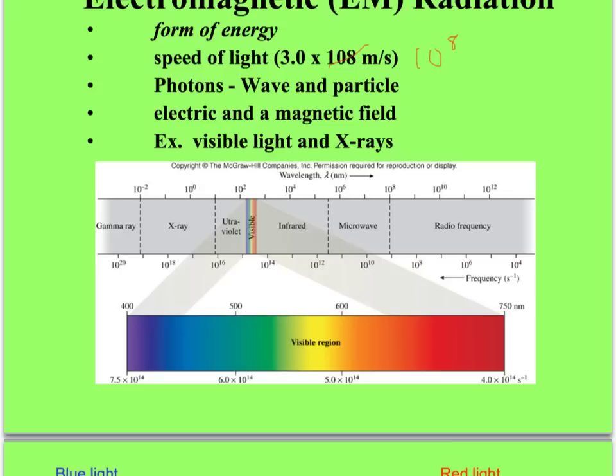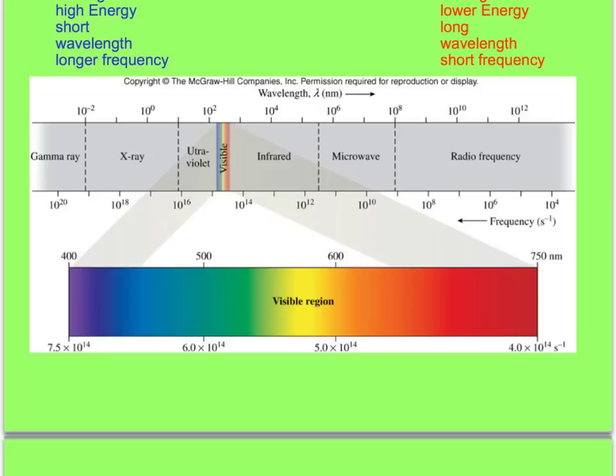Examples here, if you look at the graphic down at the bottom, you have visible light and X-rays on there, microwaves, infrared, radio frequency, gamma ray. And you see how tiny the part that we can actually see is. The visible light is very, very, very small.